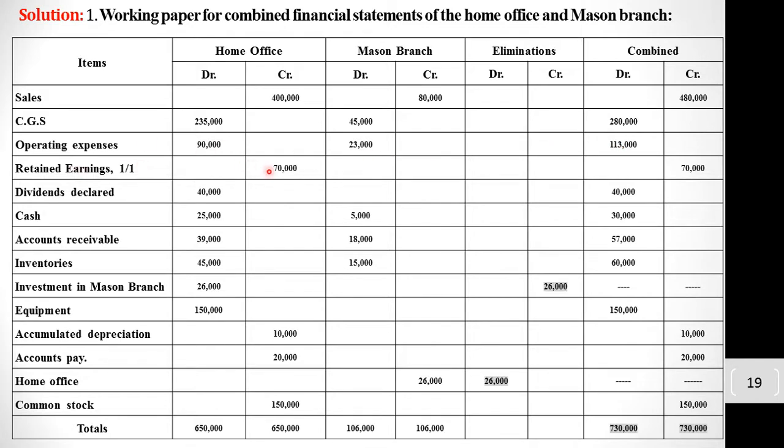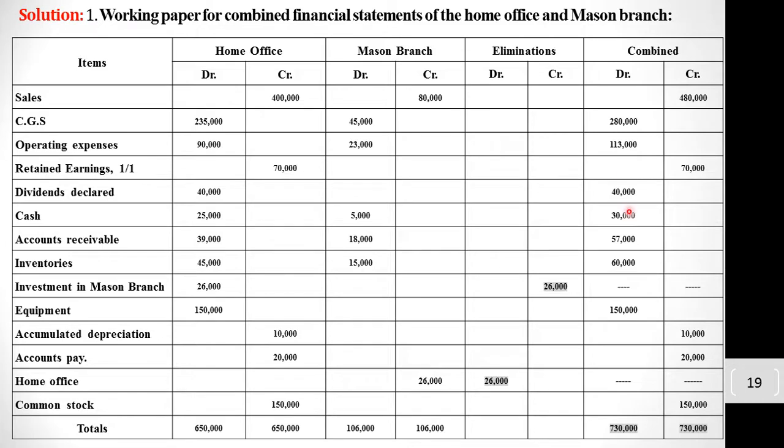Retained earnings 70 in the credit, and there is no retained earnings in Mason branch. So you're gonna just place the figure as it is, without any adding, in the credit side in the combined column. 40 will remain 40 in the debit. 25 and 5 equal 30. And so on until the end of the given trial balance. You're gonna add the similar accounts and eliminate investment in Mason and home office.